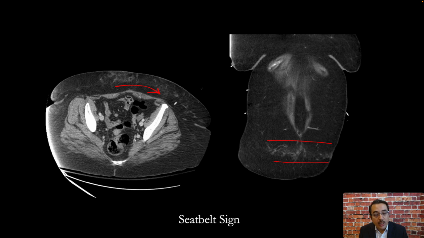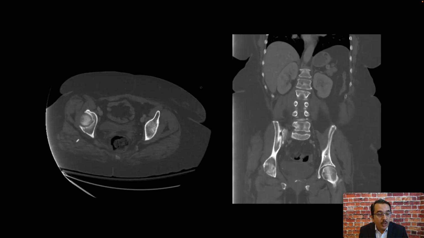So whenever you see this, pay more attention to the images and the internal organs. On this patient, we found a right acetabular fracture seen in the bone windows.